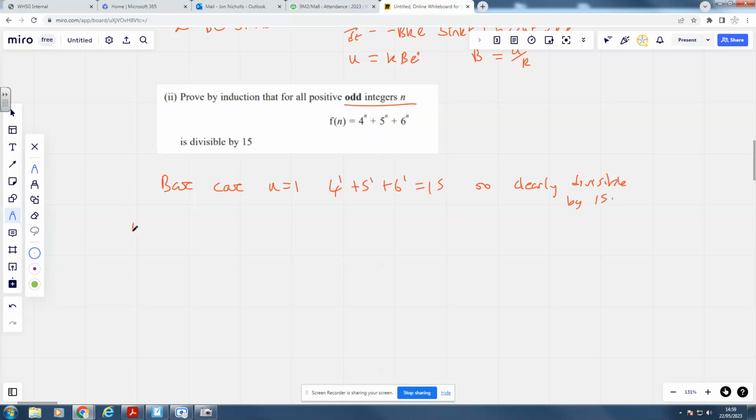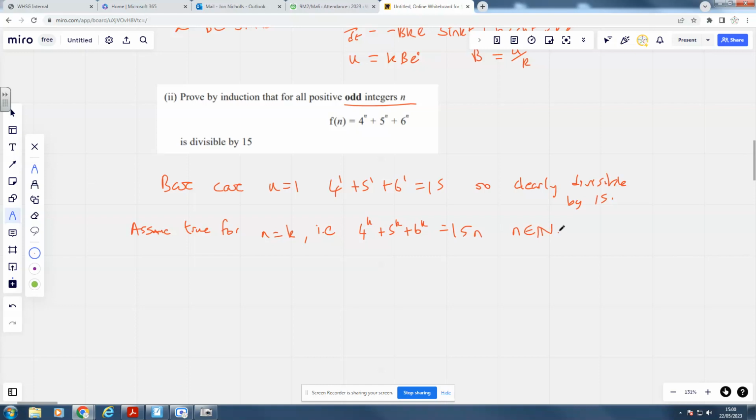And you're going to assume true for n equals k, just like you always do. Now, the way I prefer to do these, and the book doesn't seem to agree with me, is to set it equal to a multiple of 15. 4 to the k plus 5 to the k plus 6 to the k equals 15n, where n is a member of the natural numbers, yeah?